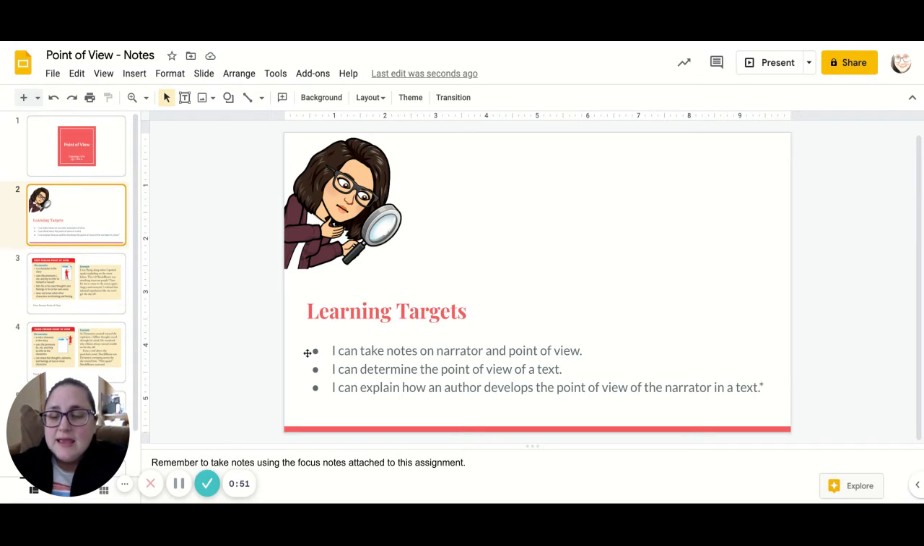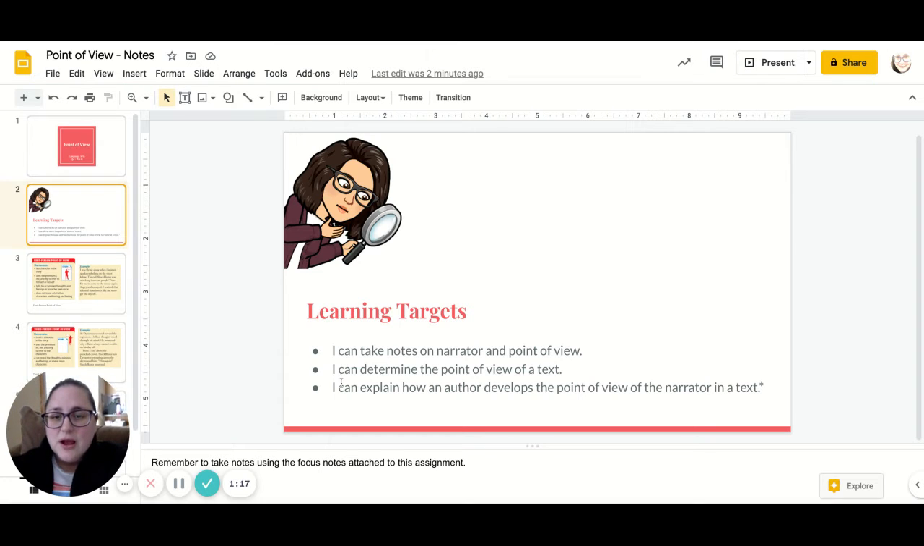So the first one is I can take notes on narrator and point of view. Pretty straightforward. We have focus notes for you to use. Make sure to have those open and be using them. I will show them here in just a second. I can determine the point of view of a text. So we're going to tackle doing that together within this short presentation, and then you guys will be doing it yourself going forward in an assignment.